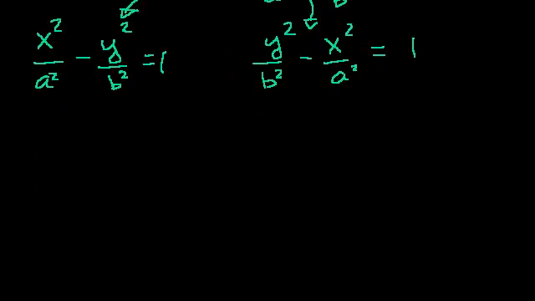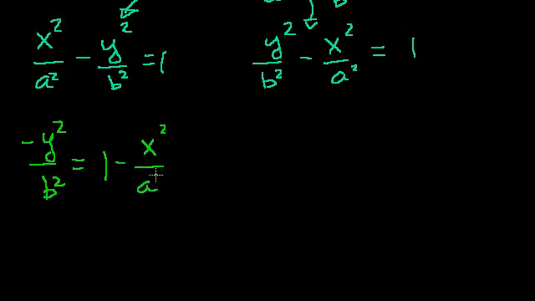So these are both hyperbolas. And what I like to do whenever I have a hyperbola is solve for y. So in this case, if I subtract x squared over a squared from both sides, I get minus y squared over b squared, right, that stays there, is equal to 1 minus x squared over a squared. And then I want to get rid of this minus and I want to get rid of this b squared. So let's multiply both sides of this equation times minus b squared.